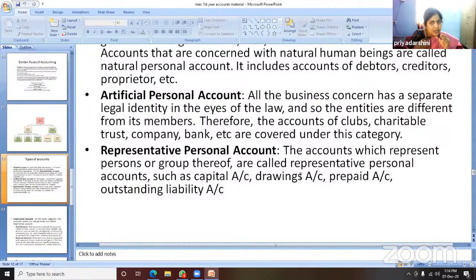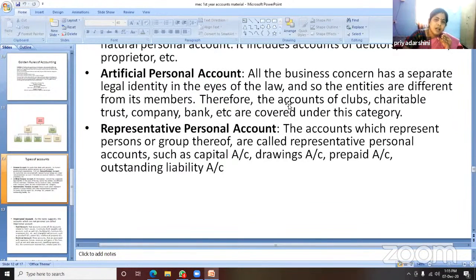So in the business, sometimes the owner draws an amount from the business account. So drawings are made by the proprietor himself. So drawings are referring, we are representing, that represents the owner himself. And prepaid and outstanding liabilities. As we discussed, the salaries payable. Salaries payable to some person. Payable means it is payable to some person, so we are representing that one person is there. So this comes under representative personal account.